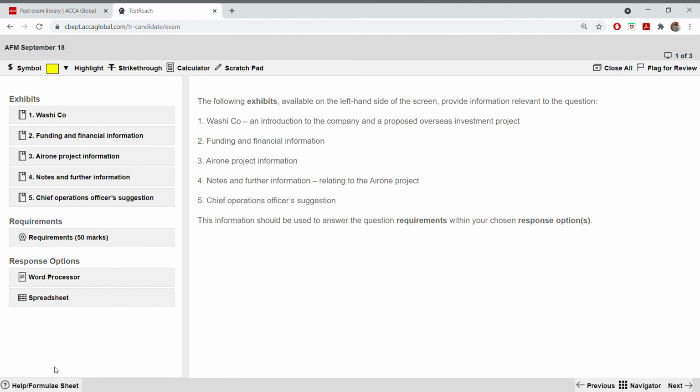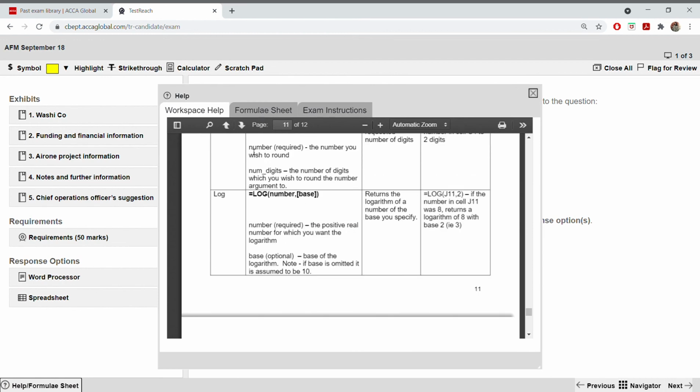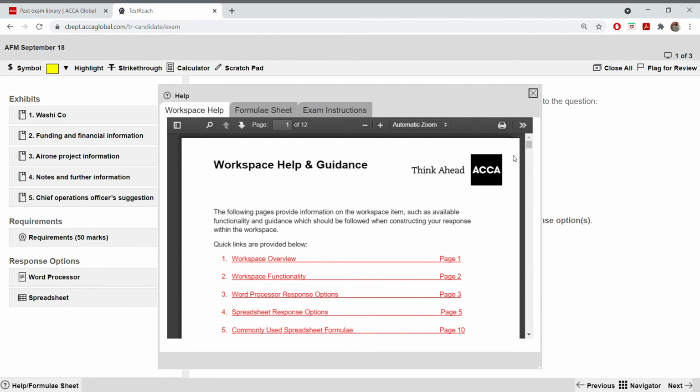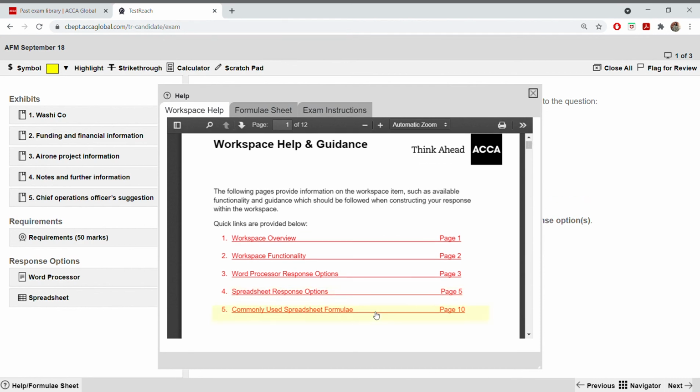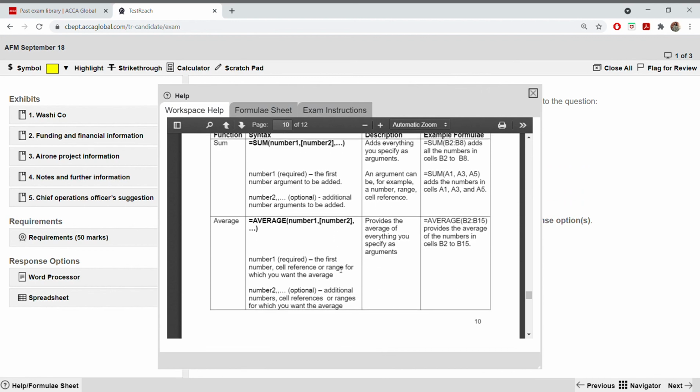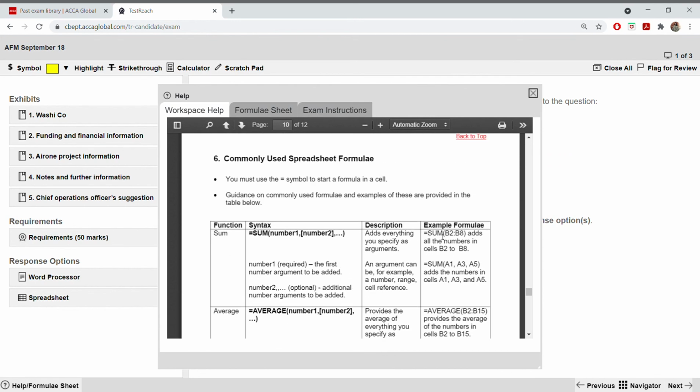Okay, again I'm showing you, go to the formula sheet, under the workspace help, towards the end. You will be given this space at the end, where you can see commonly used spreadsheet formulas. Go there, all the formulas are there. Just see the example formula. This will be able to tell you.